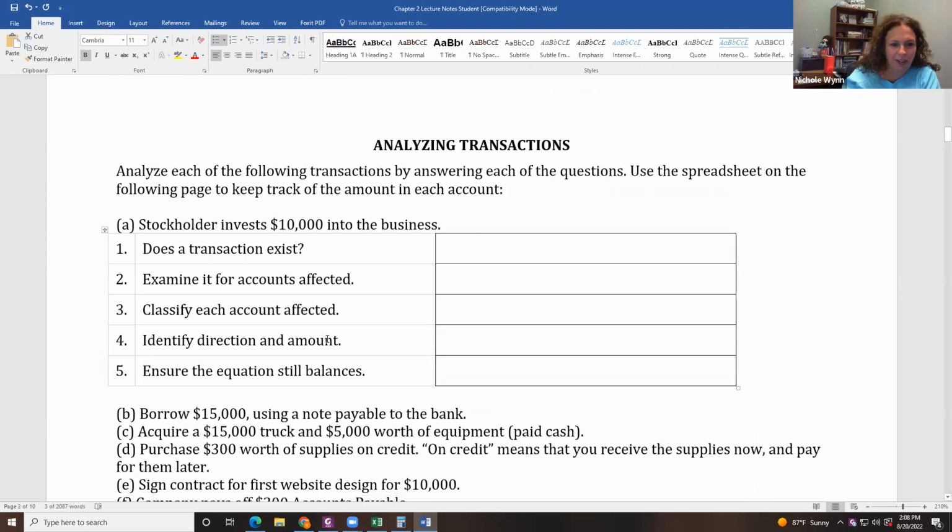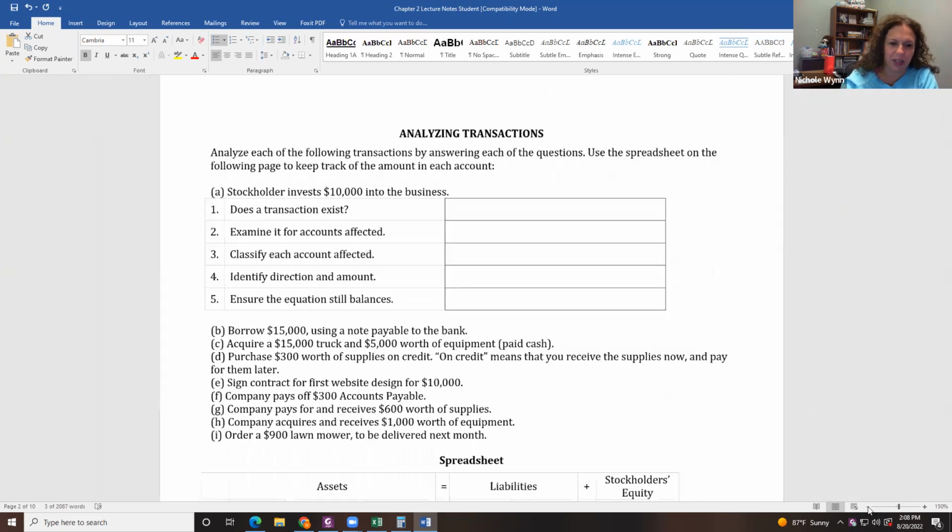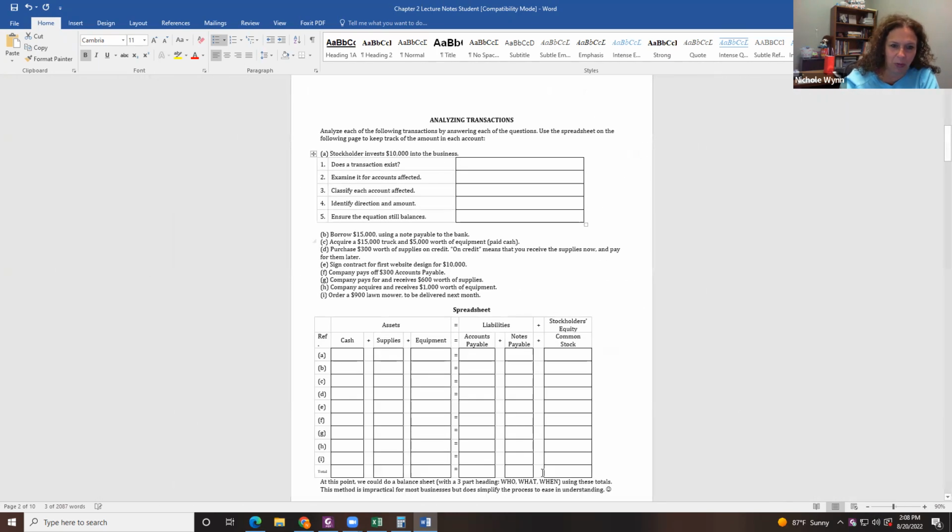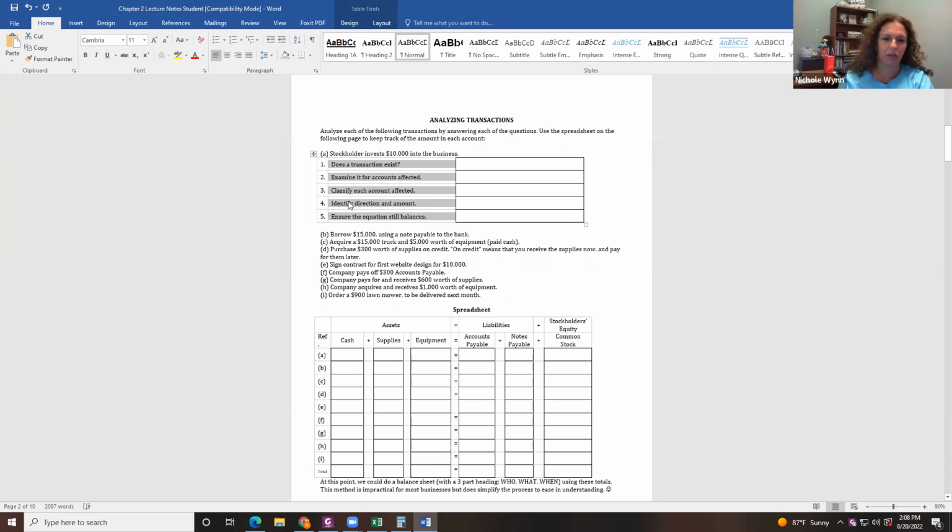Okay, so the next thing we're going to do is on this page, we are going to start learning how to record transactions. So this is what this whole page looks like. As we fill out this page, I want you to keep in mind this list of 5 questions. I don't usually do this, but a lot of times in accounting books, they do this for every single transaction. I feel like it's overkill.